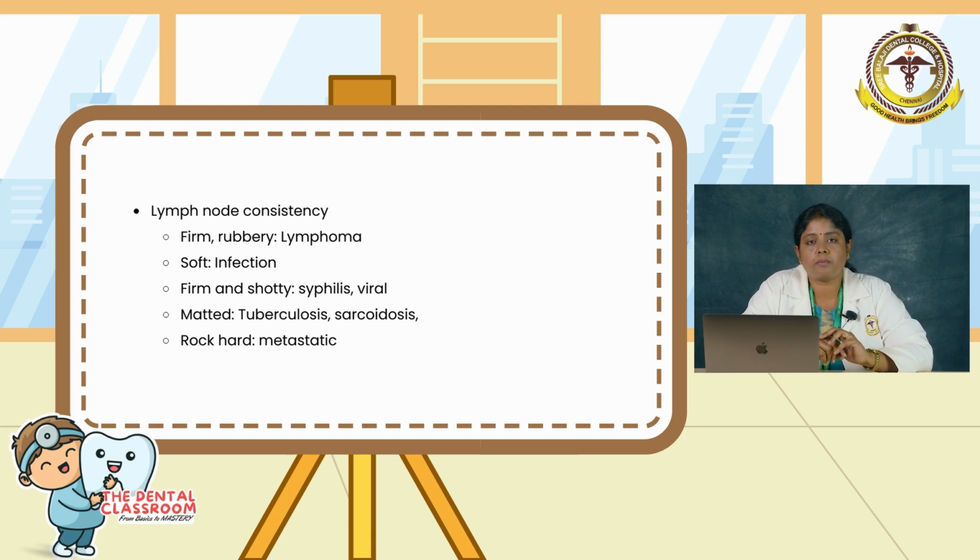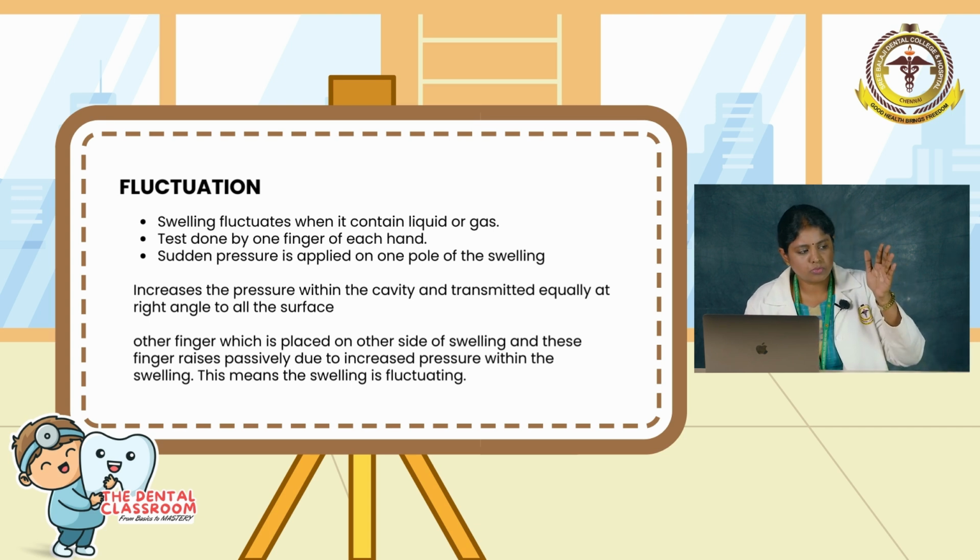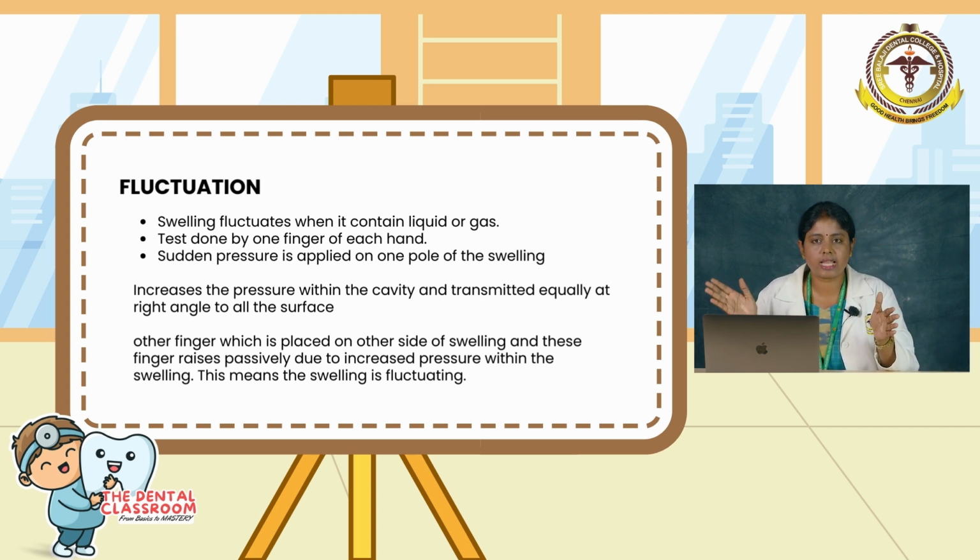The next point you have to see is fluctuation. Generally, fluctuation is done in general medicine. A very common thing you have seen in your general medicine is ascites, where the doctor keeps one hand on the belly and taps with the other hand, and you will be able to feel the movement of the fluid. So fluctuation is just to check the movement of the fluid if it is a fluid-filled cavity.